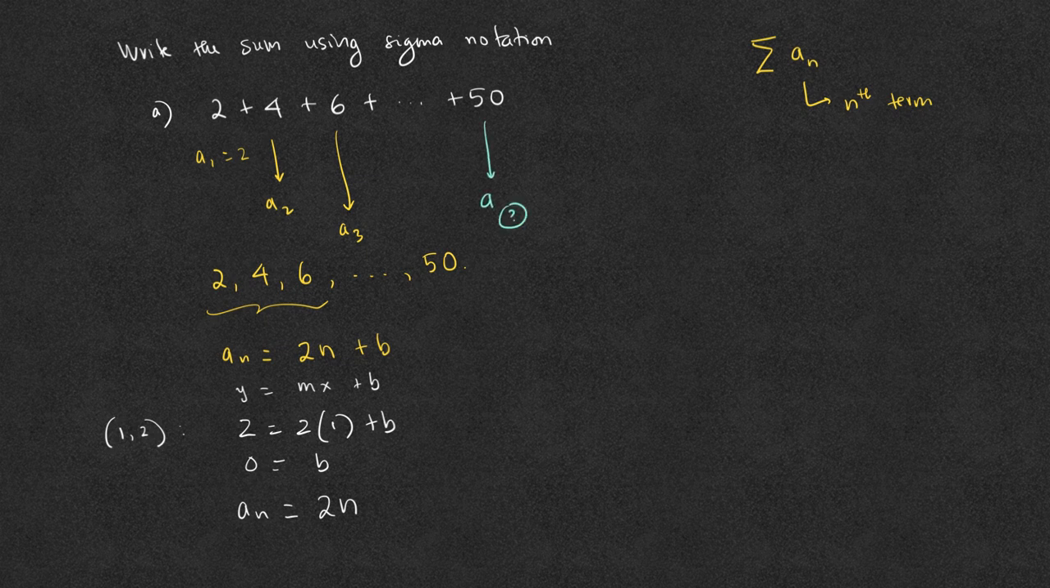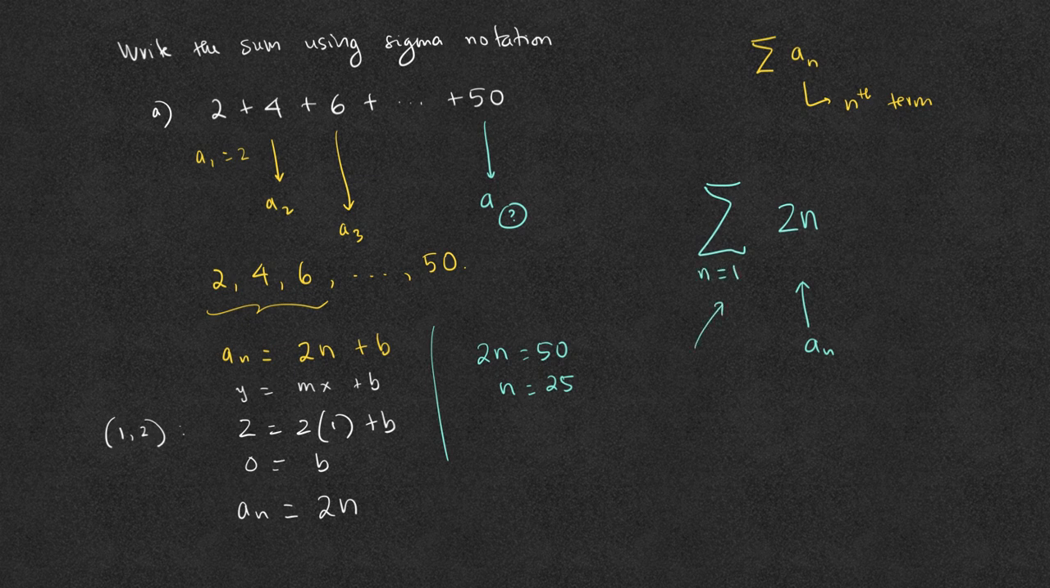And to find out what that n is, we need to have the formula 2n equals 50, and so n equals 25. And so this sum can be rewritten in sigma notation as the sum. The formula inside is 2n. This is a sub n that we found earlier. We would need the lower subscript. The index is n equals 1.